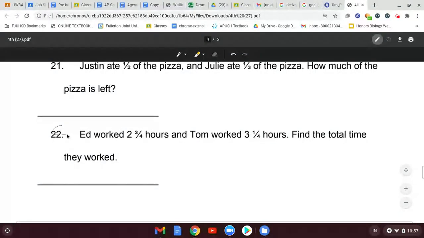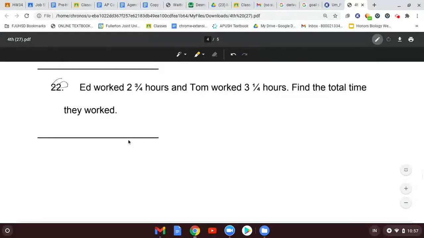Okay, let's do number 22. Ed worked 2 3/4 hours, and Tom worked 3 1/4 hours. Find the total time they worked. So we're trying to find the total time of both Ed and Tom, right? Sorry, the circles are really weird. So Ed worked 2 3/4 hours and Tom worked 3 1/4 hours, right?